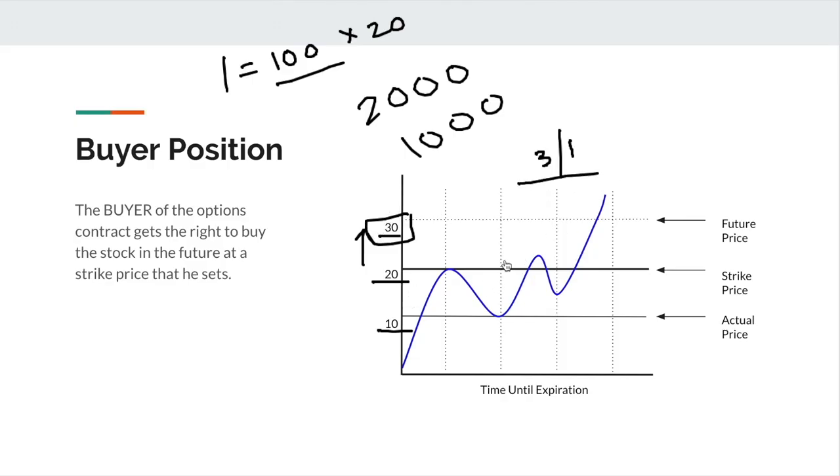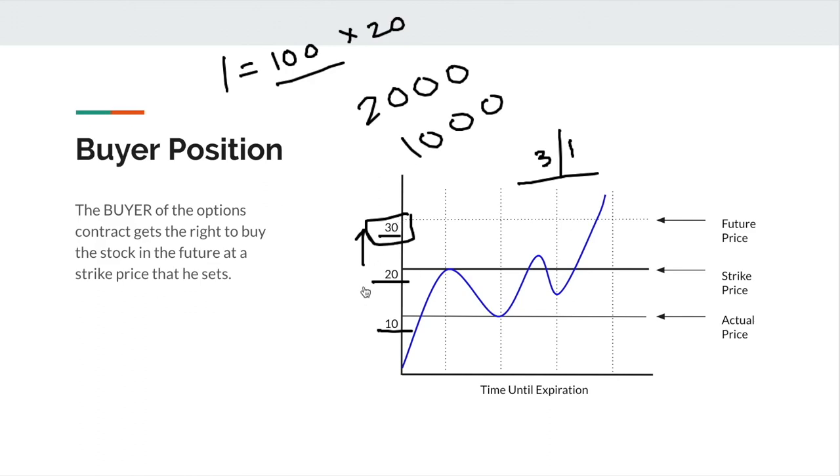Now, at any given time, you can actually execute. So if it's February 5th and the stock is trading at 25, you can go ahead and go through with the contract, buy the stock at 20 and resell at 25 for that profit.